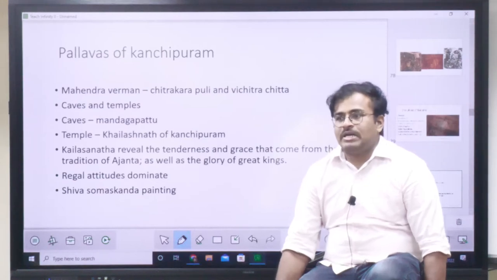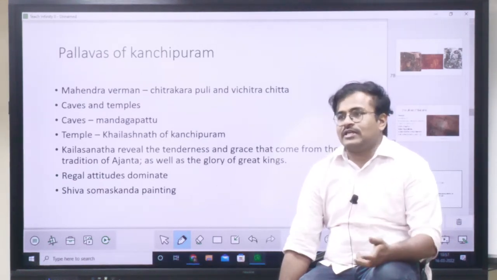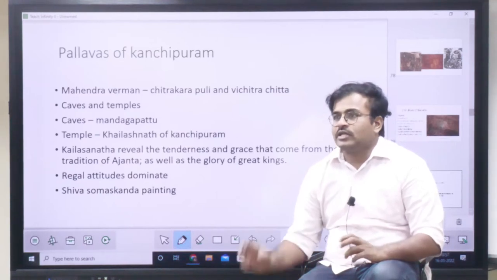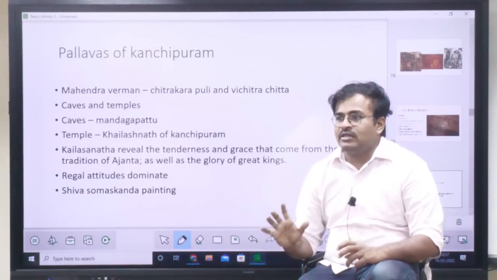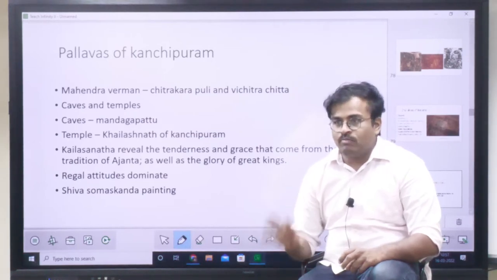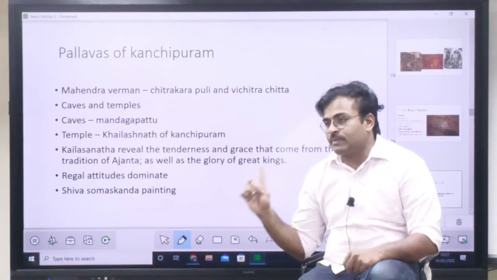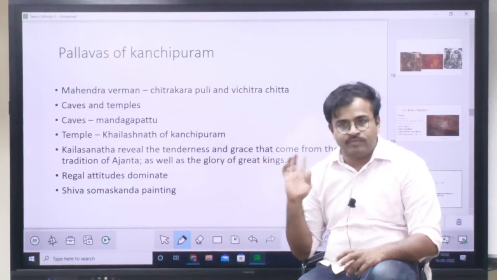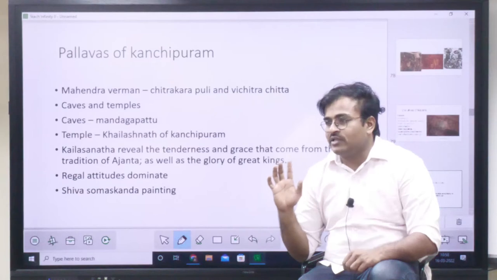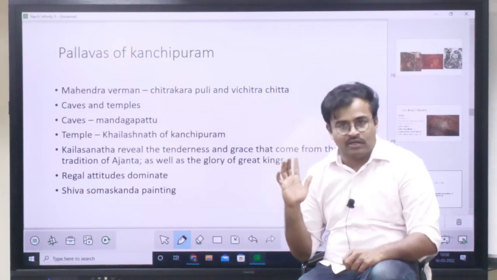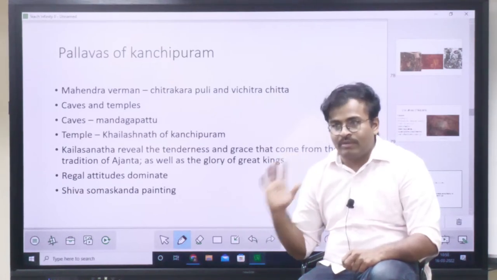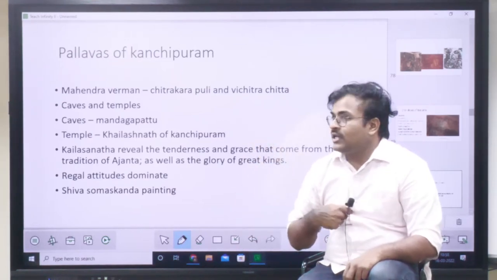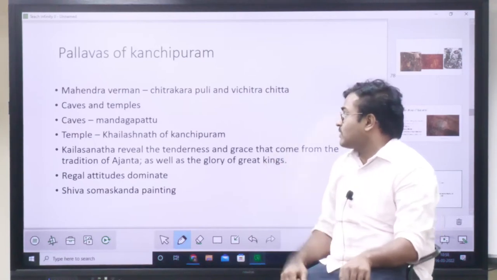And here too, mainly, the themes which are selected are Hindu in their inspiration. And apart from Hindu themes, the court scenes and the images of royalty are given more importance. The most famous painting which is present in the Pallavas of Kanchipuram is the Shiva Somaskanda painting. Shiva is shown in this format which is known as the Somaskanda format. It is the most prominent painting of the Pallavas of Kanchipuram. And here the royalty images are also there.